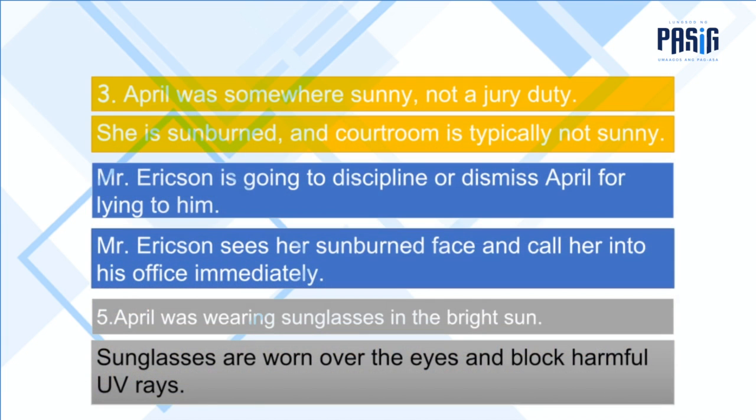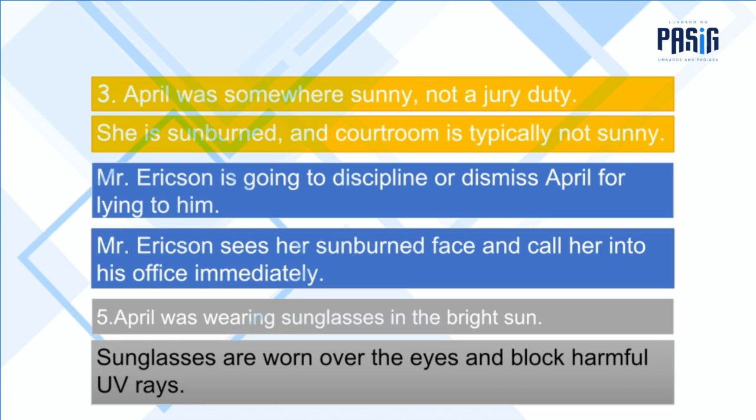Answer number 3. April was somewhere sunny, not at jury duty, because she is sunburned, and a courtroom is typically not sunny. Number 4. Mr. Erickson is going to discipline or dismiss April for lying to him. The proof is that Mr. Erickson sees her sunburned face and calls her into his office immediately.